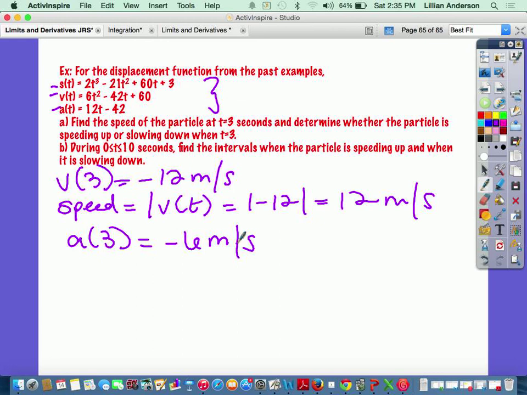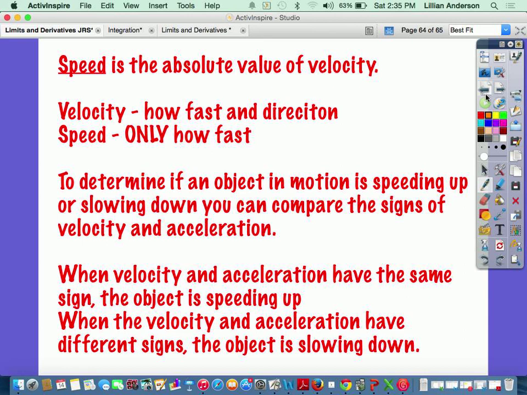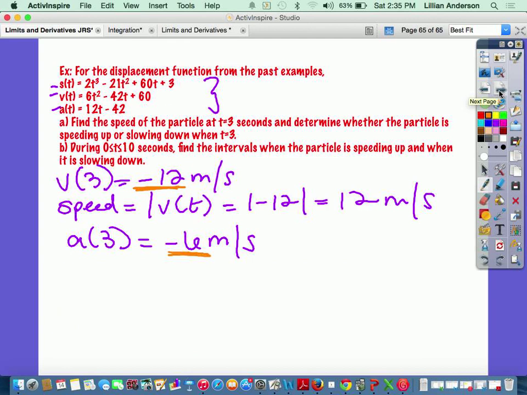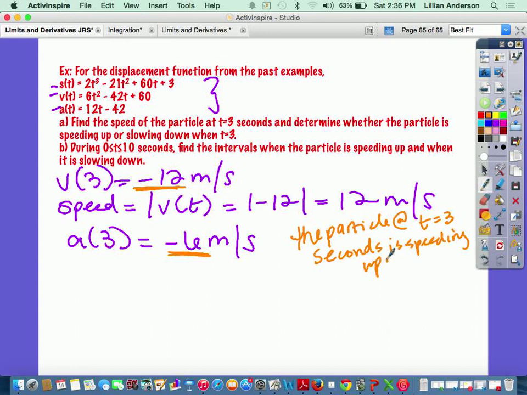So the particle is speeding up at t equals 3 seconds since velocity is less than 0 and acceleration is less than 0. Look at their signs right here. At 3 seconds, they're both negative. If you remember from the previous slide, when they have the same sign, the object is speeding up. So we know the particle at t equals 3 seconds is speeding up, and again, we know this because the signs are the same.